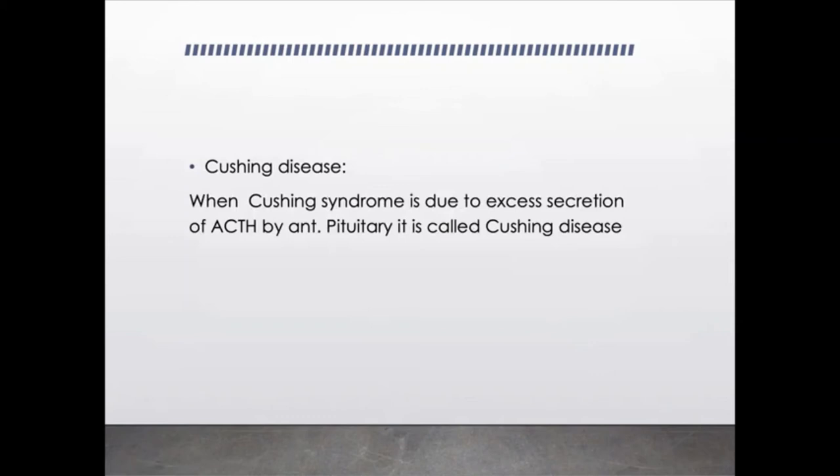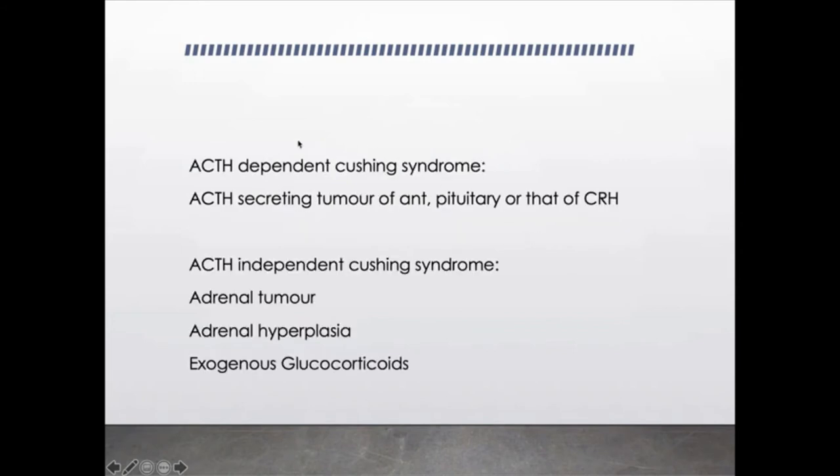Now, what is Cushing disease? Though this terminology is obsolete in the new papers and new research articles, it still exists in our books. The physiology, you will also get it in Sherwood and Guyton, and this question is repeated again and again in the viva and in the exam. So you should know, Cushing disease is basically, we call it Cushing's, when Cushing syndrome is due to excess secretion of ACTH by the anterior pituitary, it is called Cushing disease.